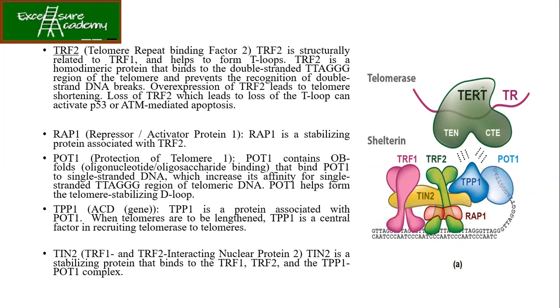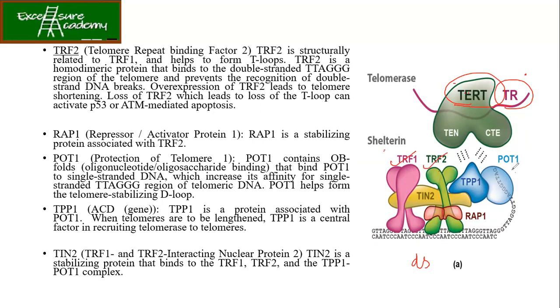Yeah. So we have discussed TERT, we have discussed TR, that is telomerase reverse transcriptase, and this is your RNA template here, okay? Then coming to the shelterin. In shelterin we have TRF1 and TRF2, which associate with the double-stranded telomere. Okay. Now they help in the formation of the T loop. TIN2 is your TRF1, 2 interacting nuclear protein. Okay, so they help in stabilizing your TRF1 and TRF2 and TPP1 etc.